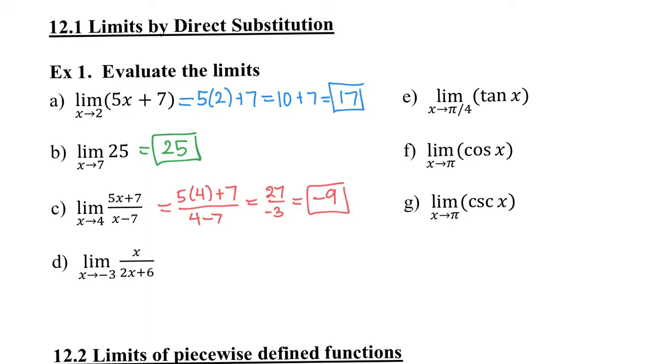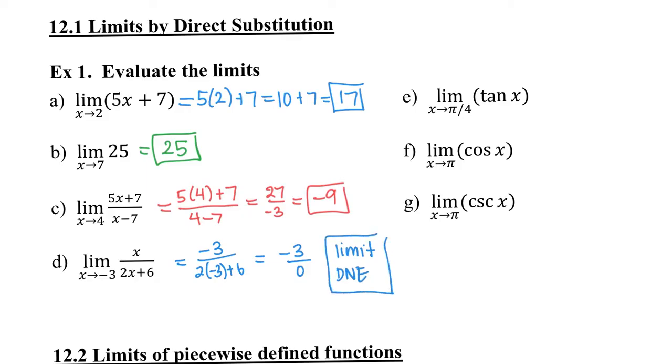The limit as x approaches negative 3 of x over 2x plus 6. Negative 3 over 2 times negative 3 plus 6. So that's negative 3 divided by negative 6 plus 6, which is 0, which is going to be undefined. So we're going to say the limit does not exist. In the future, we will find a better way to describe that, but the fact that it doesn't exist is enough for now.